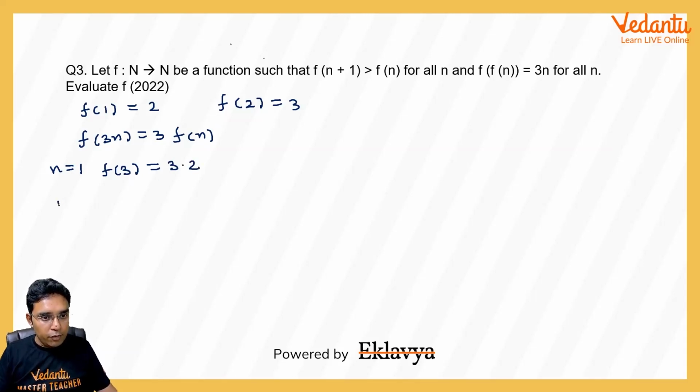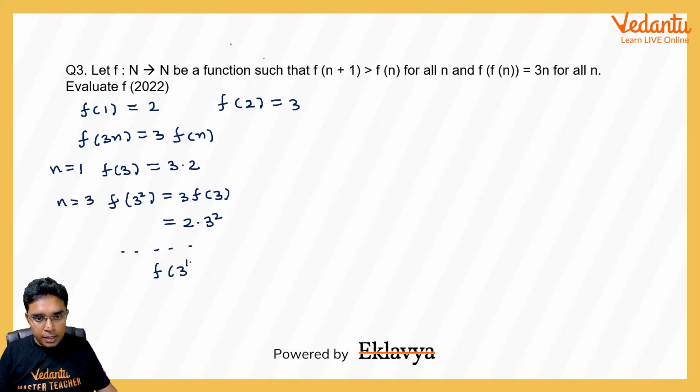Okay, now if I take n is equal to 3, then here we will be getting f of 3 square, and this will be 3 into f of 3, and f of 3 is 3 into 2, which I can write as 2 into 3 square. Okay, now this way I think we will be able to conclude that f of 3 power k will be equal to 2 into 3 power k.